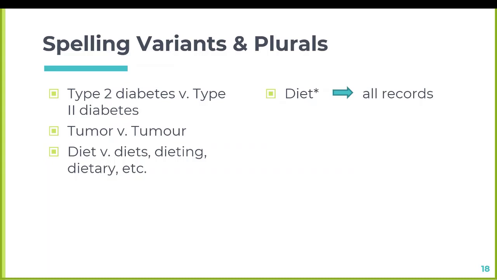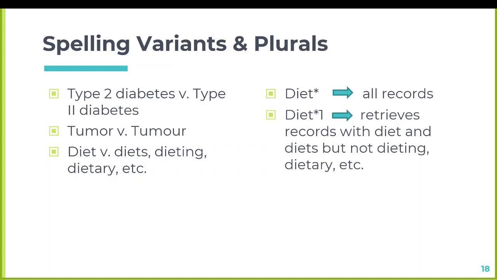And if you place a character after the asterisk, this is going to specify the maximum number of characters that will follow the root word or phrase. So for diet *1, this is going to retrieve diet and diets, but nothing more. So it's not going to include dieting and dietary. If you did want to include those, then you would change it to diet *3, so that there are 3 characters after that. So that would also include dieting and dietary.